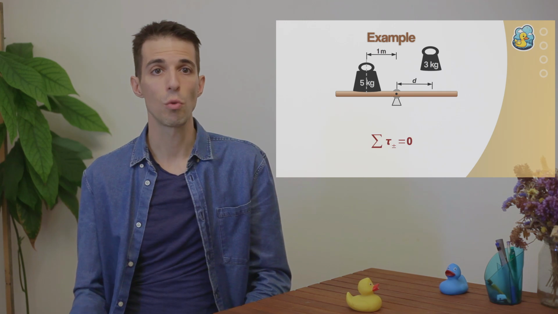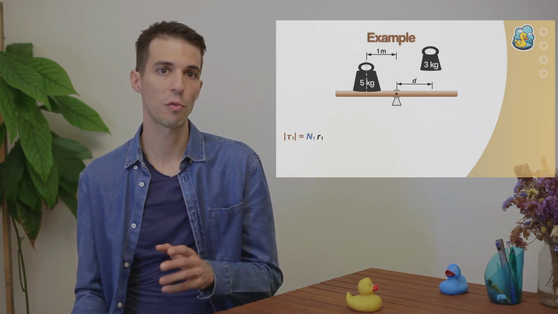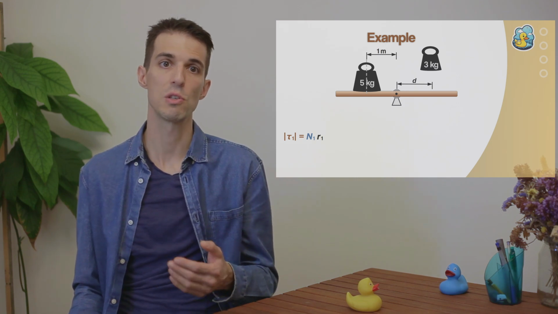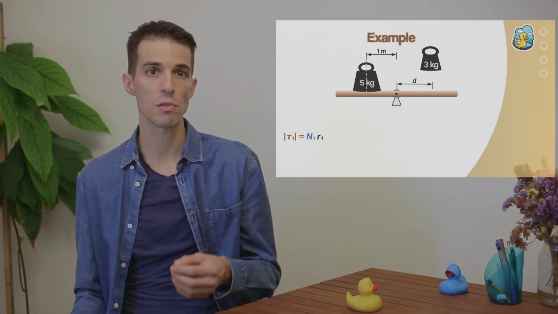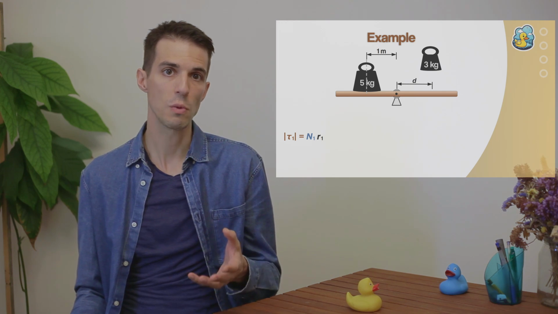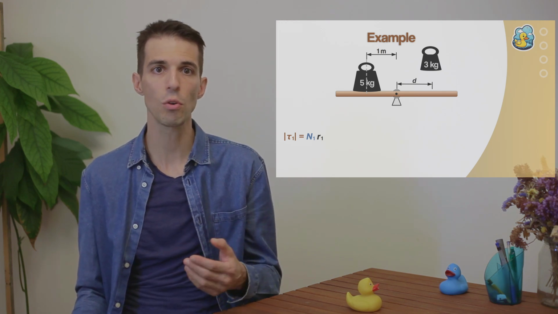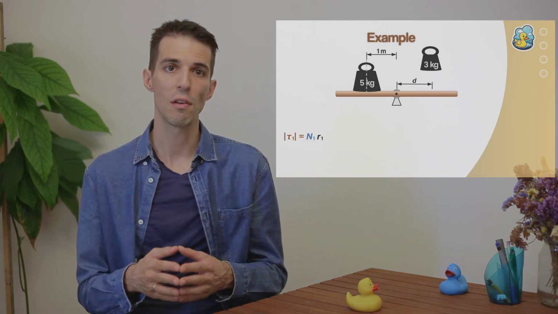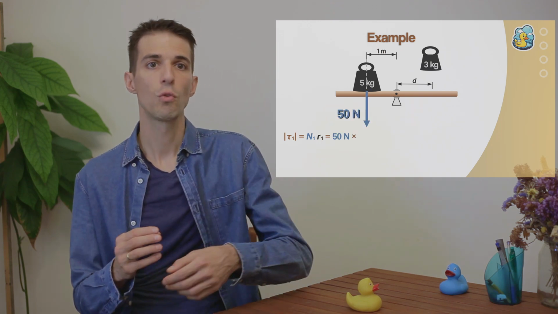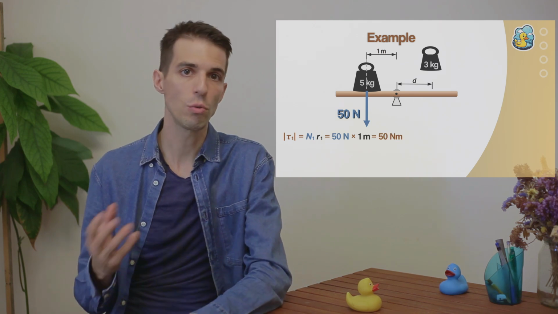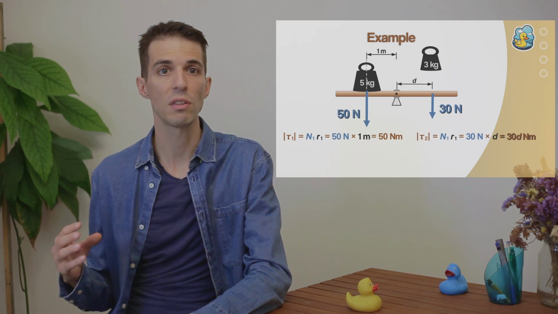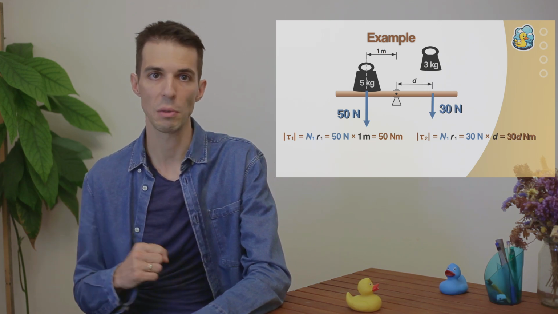Remember, we need the torques to balance. The torque from the 5 kilogram weight is easy to calculate, it's just the force, which is its weight, times the distance from the pivot. Now we set up an equation to balance the torques and solve for the position of the 3 kilogram weight. Force on the left is 50 newtons, torque is 50 times 1 newton meter, force on the right is 30 newtons, torque is 30 times an unknown distance, newton meters.